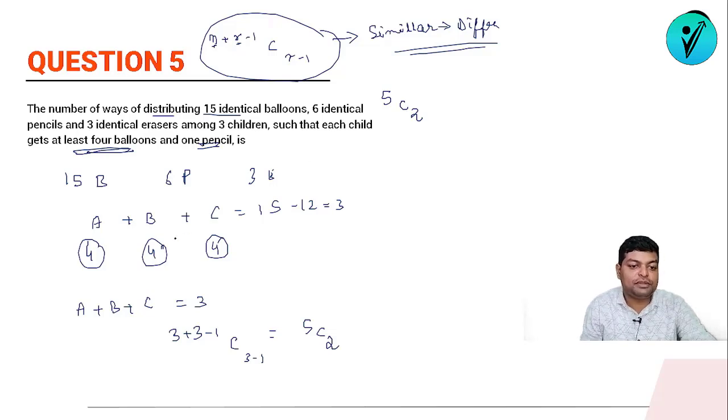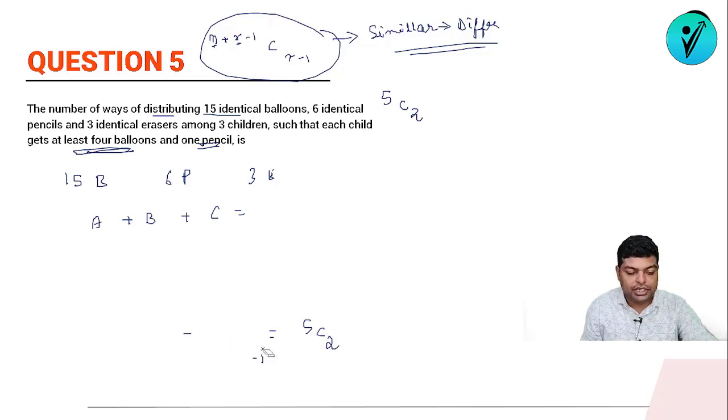Similarly, let's distribute pencils among students. ठीक है, तो अगर आपको पेंसिल्स distribute करने हैं, so how many pencils do we have? First of all, we have 6 pencils. So A plus B plus C, the total pencils that are available is 6. So 6 pencils have to be distributed among them. Again there is a condition, each one should get 1 pencil. मतलब जो minimum condition है, एक एक पेंसिल मैं देता ही जा रहा हूं सबको.